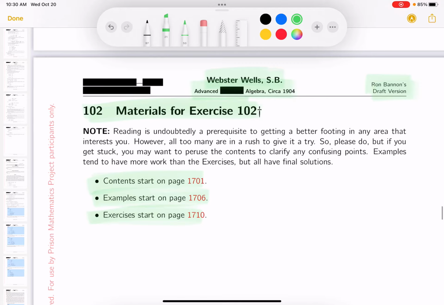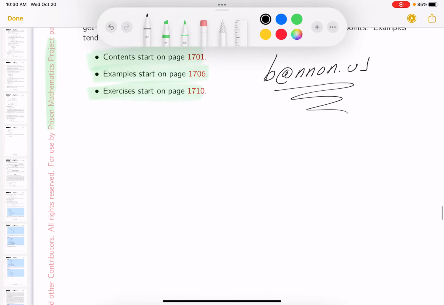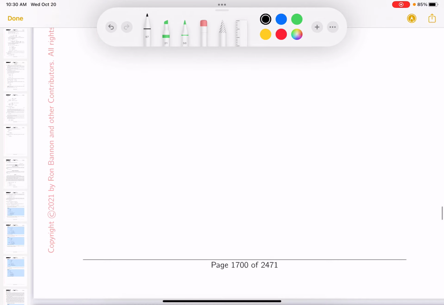This document, which is a PDF, is being made available to the prison mathematics project participants only. I do realize that other people may be watching these videos, and they may be interested in getting a copy of this. My email address is Bannon, that's B as in boy, A-N-N-O-N dot US. This document will be published, but right now it's not published because it hasn't been looked at by other eyes. It's only me looking at the document at this point. I've gotten no feedback from anyone.